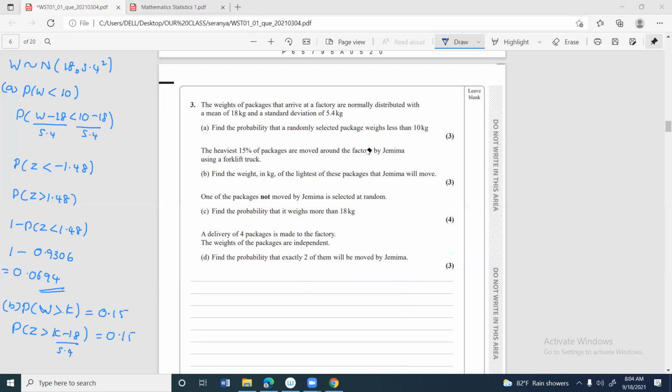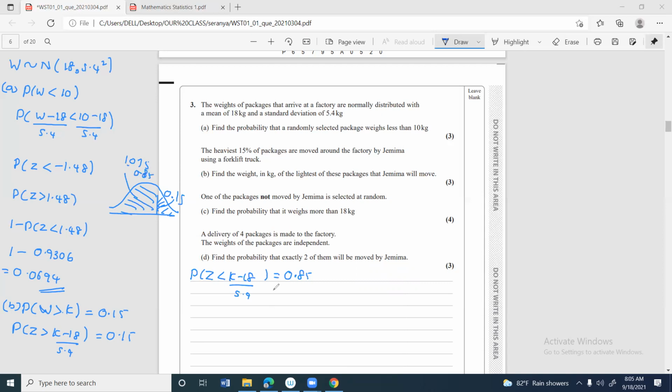Then, the next one. We have to work this out. We know that if the greater region is 0.15, we can simply write the probability that Z is less than (k minus 18) divided by 5.4 is equal to 1 minus 0.15, which is 0.85. If the heaviest is 15%, because we can't get the greater region from the table, the other region is 1 minus 0.15, so 0.85 would be the answer for that. So that is how I get this answer.